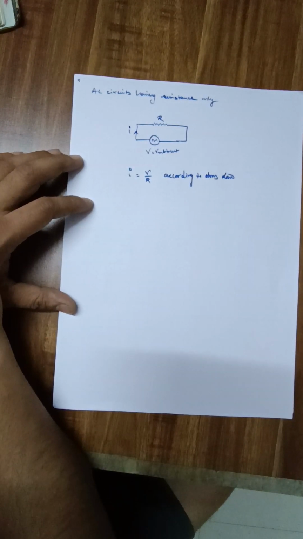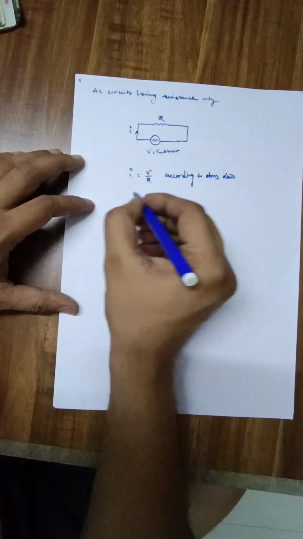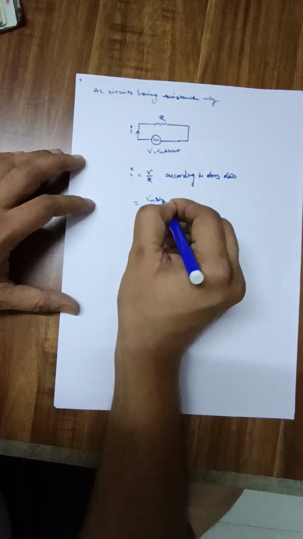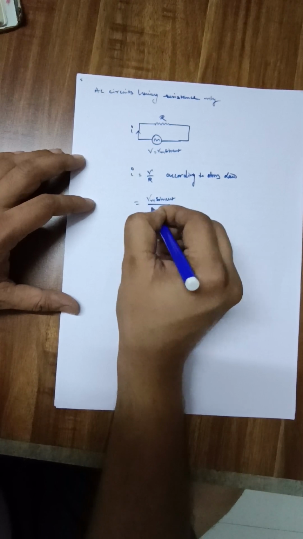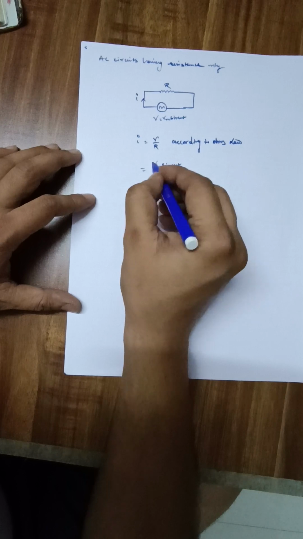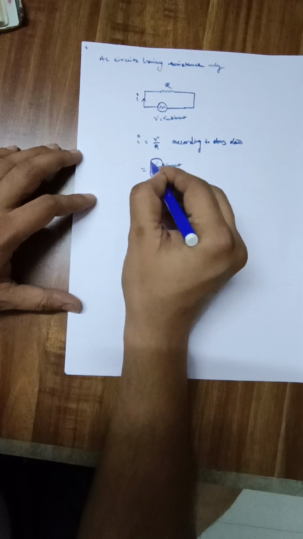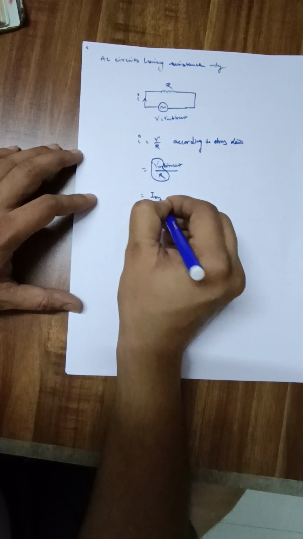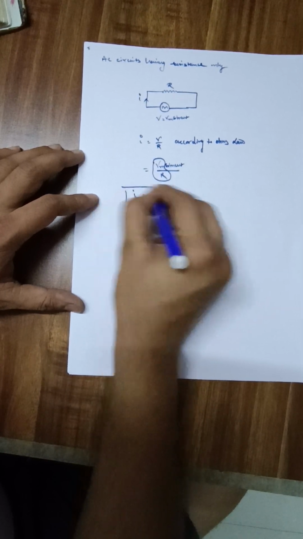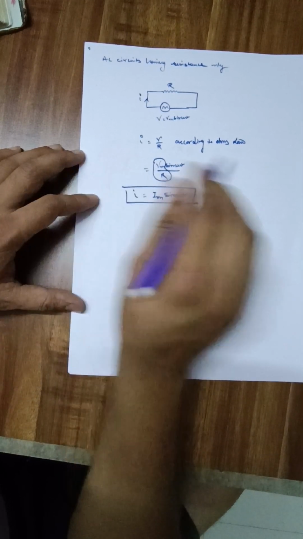According to Ohm's law, I will be equal to V by R. So what is V? V is equal to Vm sine omega t upon R. At the place of Vm by R, I can write Im. So it will become I equal to Im sine omega t.